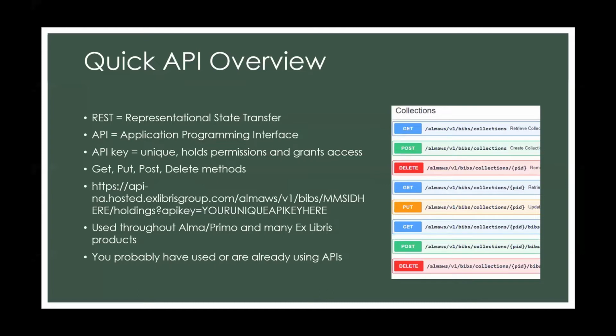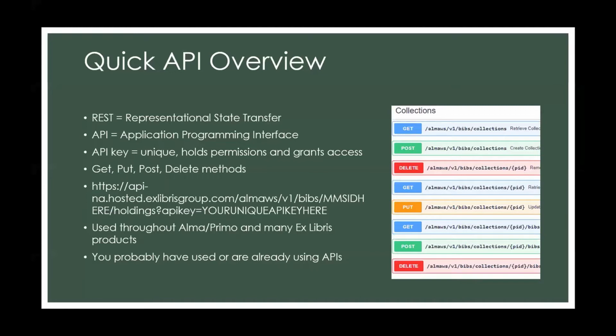They are unique and they grant access to certain information. So there you can have access to just bibliographic information. You can have access to just users. You can also set them with permissions. So for example, you can have them be read-only, or you can have them give write access. They have various functions or methods, get, put, post, and delete. And what that means is that they can retrieve, update, create, or delete resources.